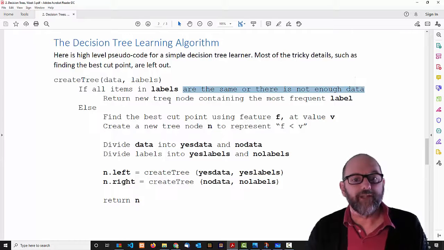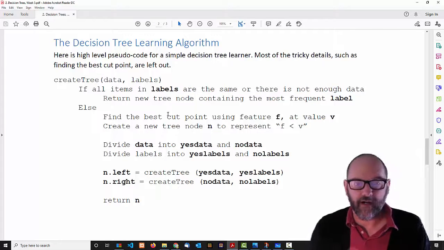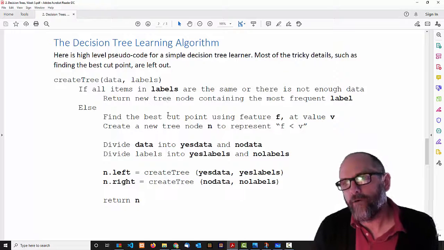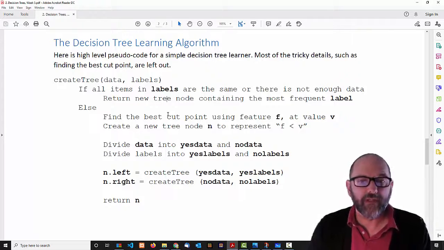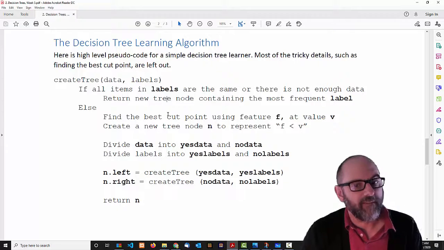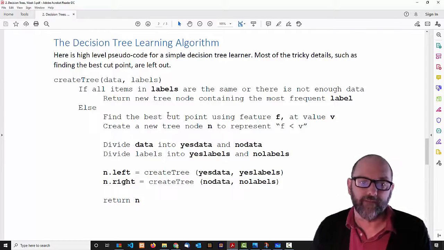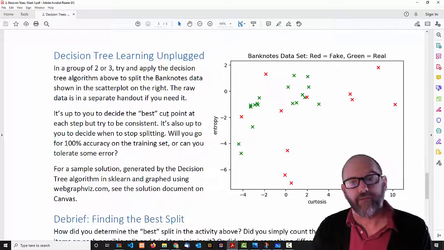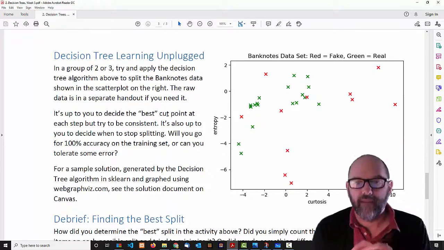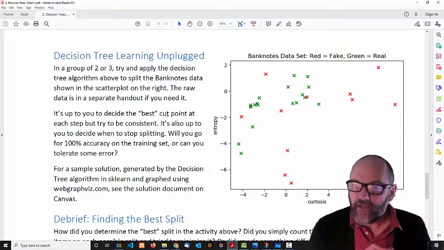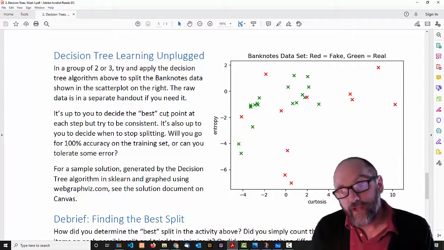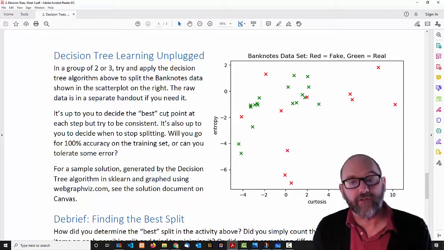Okay, so by default, sklearn and our simulations that we did, we went all the way to 100% accuracy on the training data. But we've seen in the past why that might not always be the best thing to do. And that brings us to the activity, the unplugged activity that I would like you guys to try before class and bring your solutions with you.